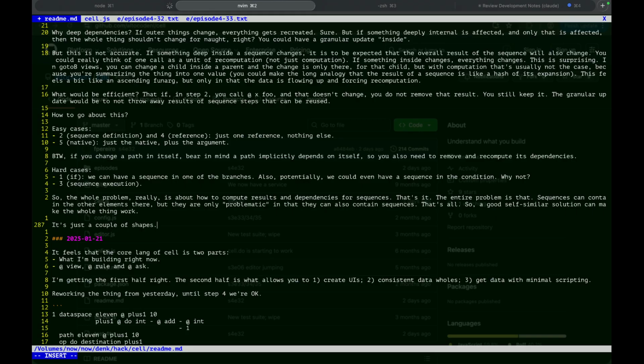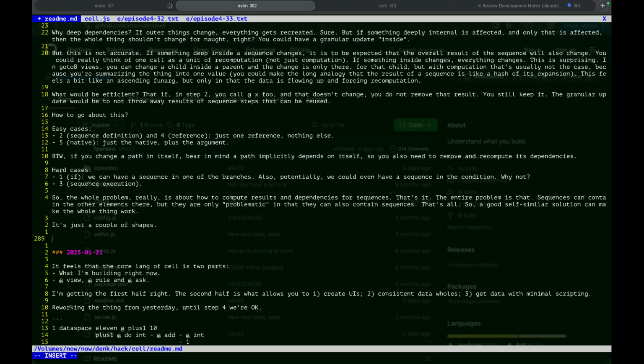And then the loops. What happens later with loops? But loops are also essentially sequences. There might be a couple of tricks, but the main problem is this one.